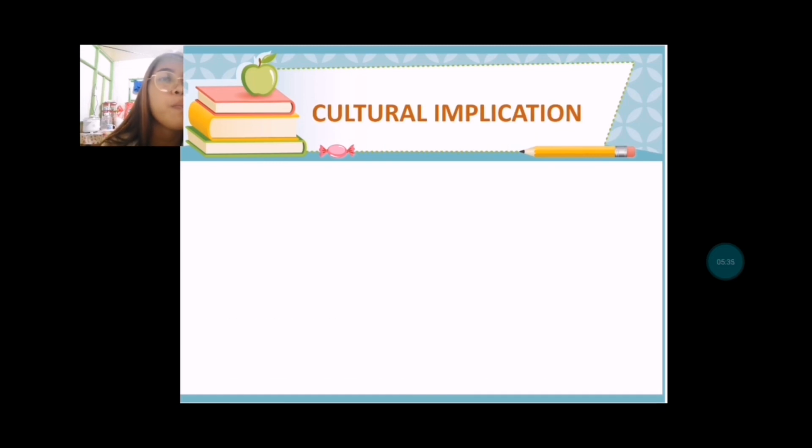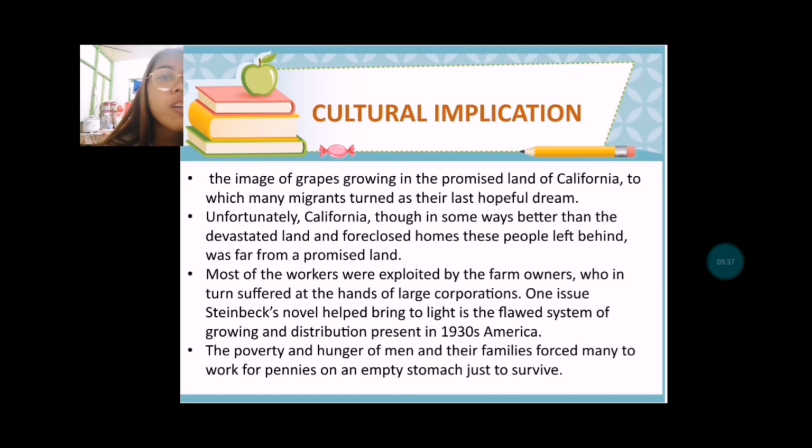Next is the cultural implication. The image of grapes growing in the promised land of California, to which many migrants turned as their last hopeful dream. Unfortunately, California, though in some ways better than the devastated land and foreclosed homes these people left behind, was far from a promised land. Most of the workers were exploited by the farms' owners. So that is their hardships at the hands of large corporations.